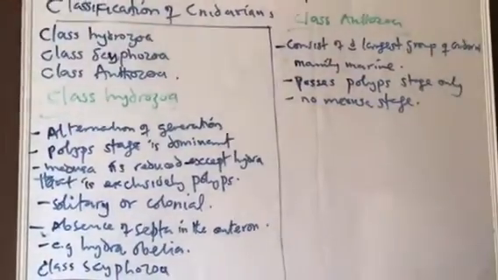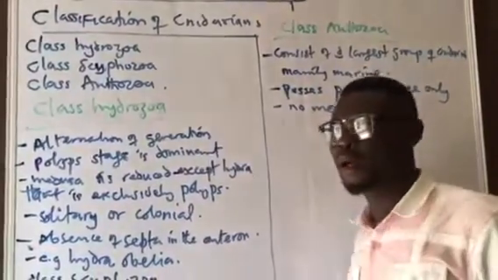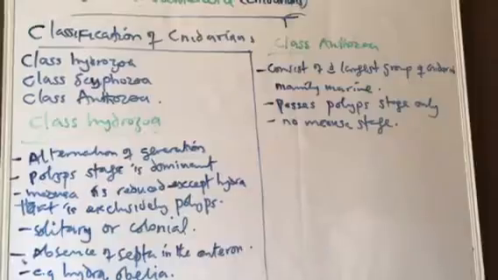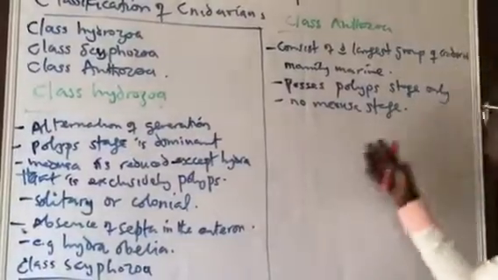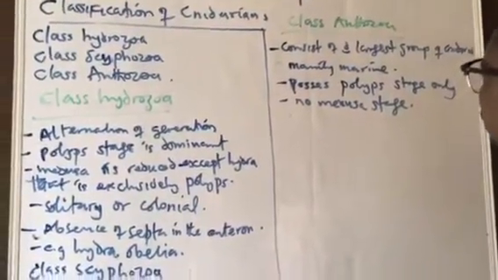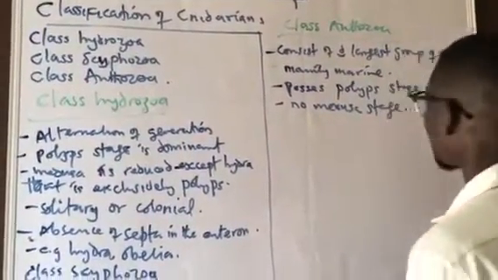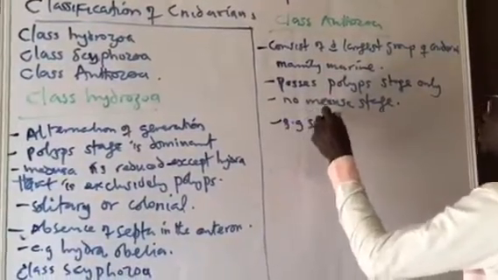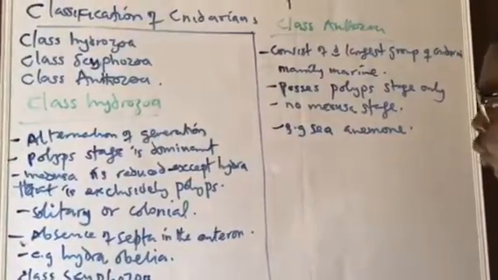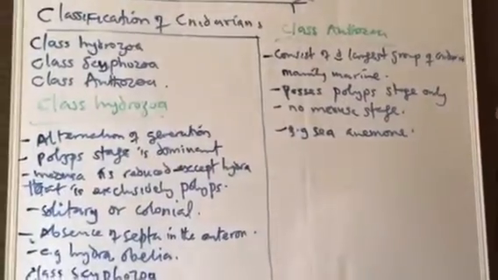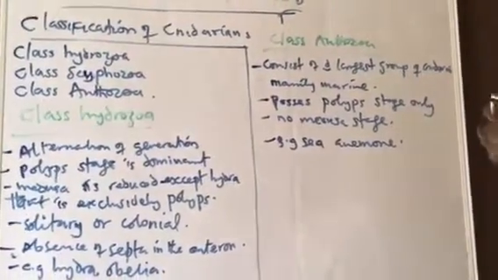So they are mostly sessile. They are attached to surfaces or rocks in the sea or saltwater. Those are the characteristics of the Anthozoa. An example of the Anthozoa is the sea anemone. Those are the general characteristics of the classification of each of those groups of Cnidarians.